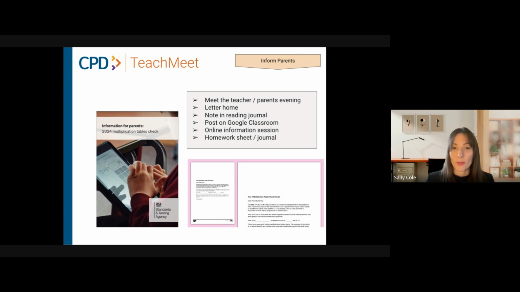And then if you've got a homework journal or sheet, you can also add things on that. I know sometimes it's worked really well if you're practicing a particular times table in class and you've got a weekly spelling list. You can say, oh, we're doing these spellings this week and we're looking at this times table, so you can add it in on that sheet at the same time.